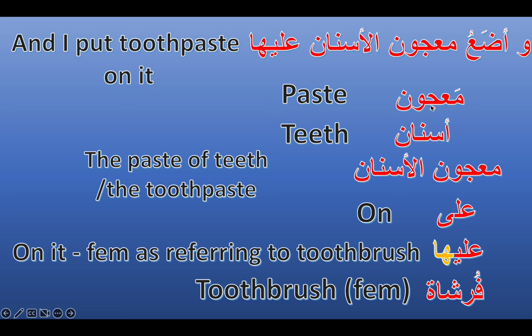And معجون أسنان. So معجون الأسنان is literally the toothpaste, the paste of teeth. I forgot to put the L before, but don't worry about it. It's معجون الأسنان, the toothpaste. على means on, and on it عليها, feminine because we're referring to the toothbrush, which is feminine. So وأضع معجون الأسنان عليها, and I put the paste of teeth, or the paste of the teeth, on it.